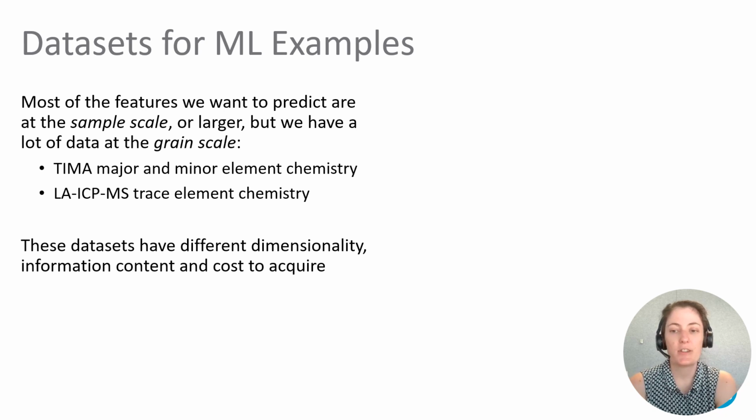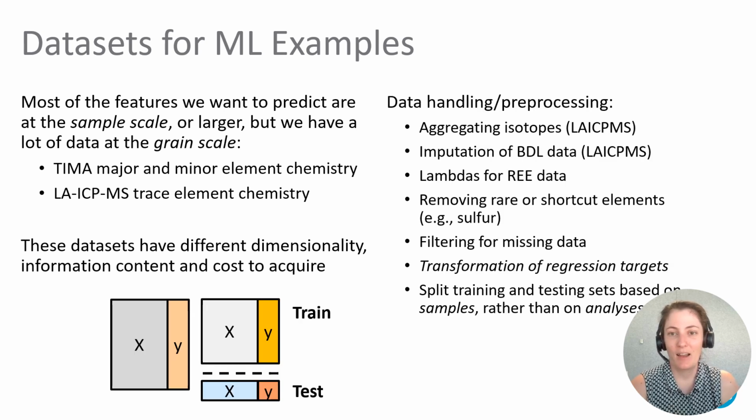So most of the features that we're trying to predict are at sample scale or larger. So we want to know if the mineral that we're analyzing came from a deposit that contains nickel sulphide. So it's a problem of scale here. We used the data that we had to categorize each of the analysis into mineralized or unmineralized, and allowed the data to be split into a testing set and a training set.